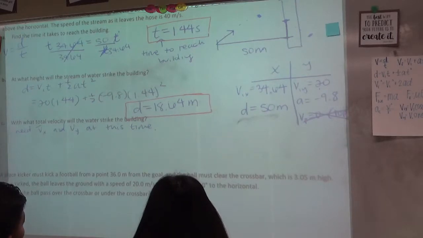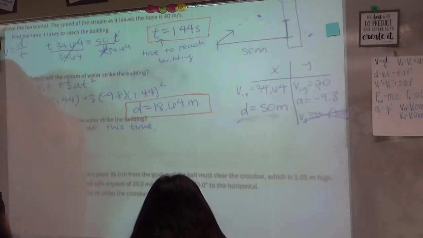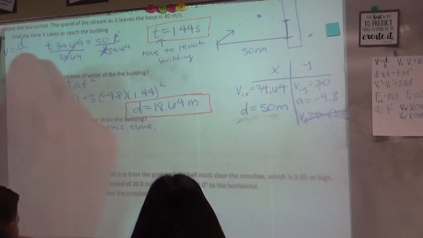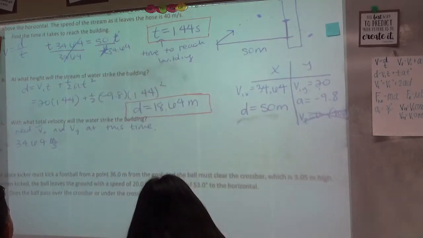Now one of those we already know. Which one do I already know? The x. What is the x velocity going to be at this point? Good. And why do I not need to calculate that? It's constant. It's not going to change. That's going to be the x velocity literally at any time, so I don't need to recalculate it.